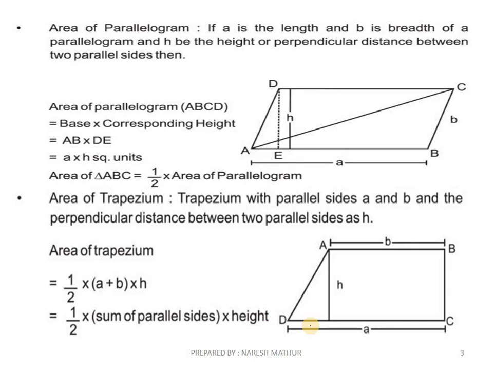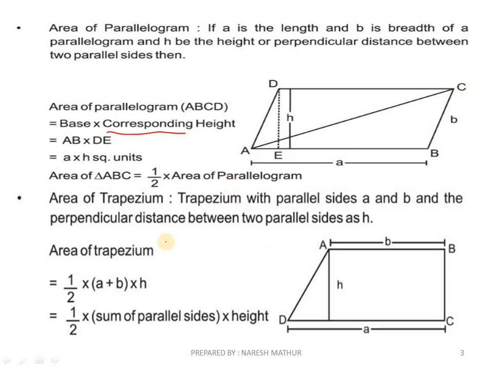A parallelogram is a shape whose both pairs of opposite sides are equal and parallel. So the area of the parallelogram is base into height, base into corresponding height. Corresponding height means what? If we are taking AB as a base, then height will be this length, the perpendicular distance between AB and CD. But if I take BC as a base or AD as a base, then the height will be the perpendicular distance between these two sides. Alright, that's why we use the term corresponding height. And the area of a triangle is always half of the area of parallelogram ABC.